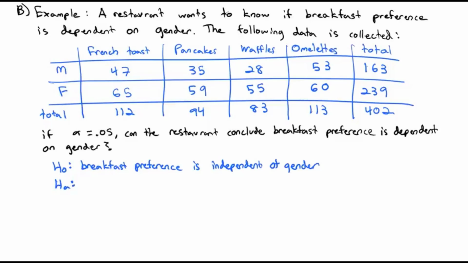The alternative hypothesis is that there is some type of dependence, that breakfast preference is dependent on gender. As usual with the chi-squared, we have a right-tailed test.